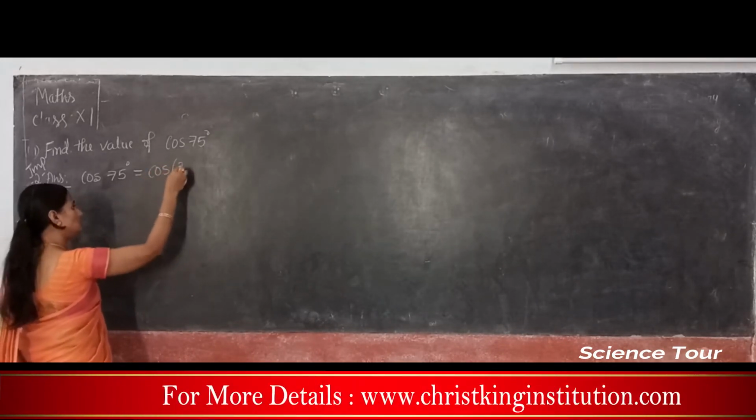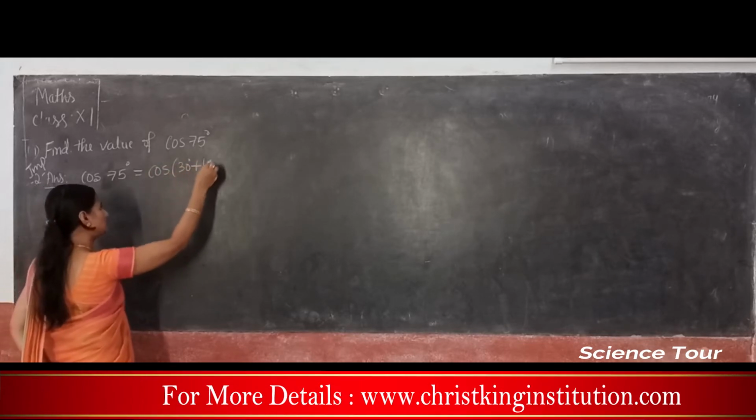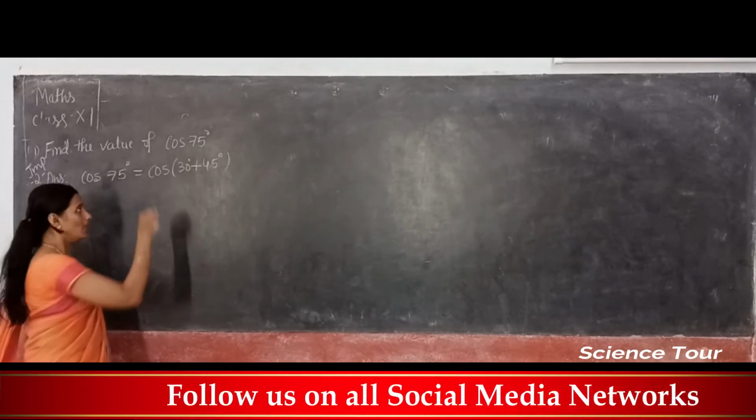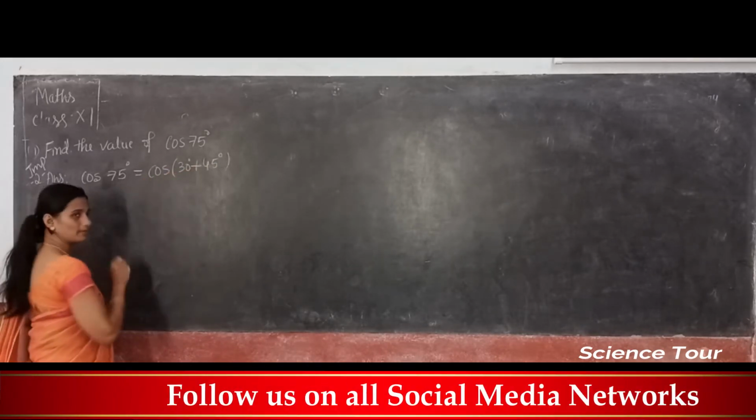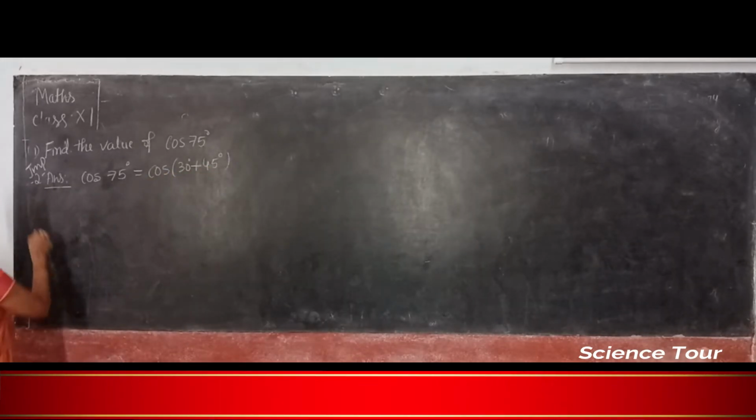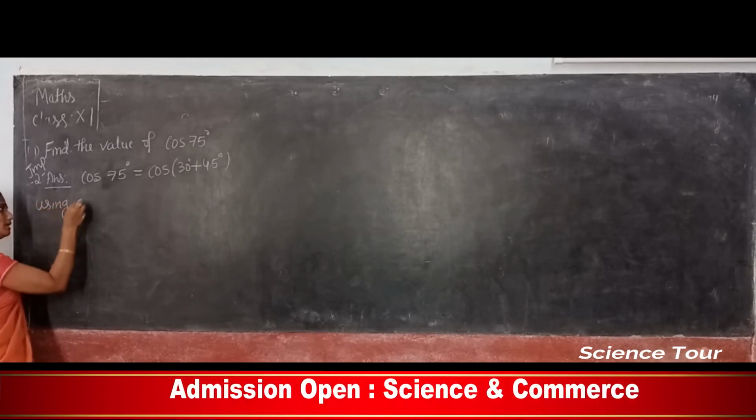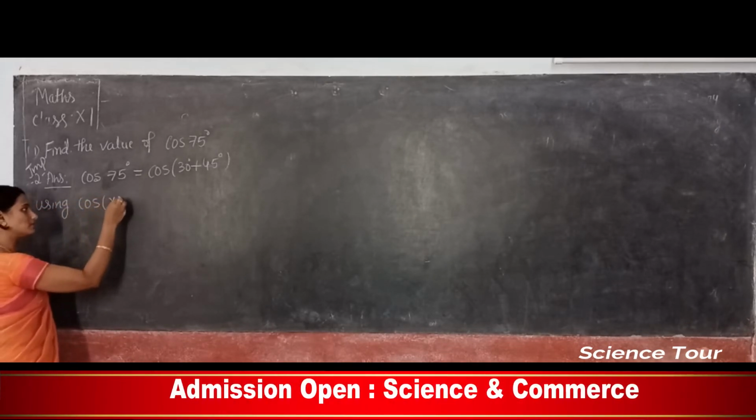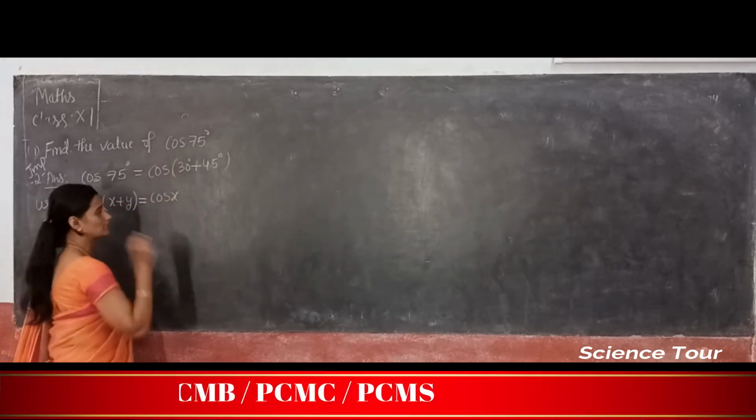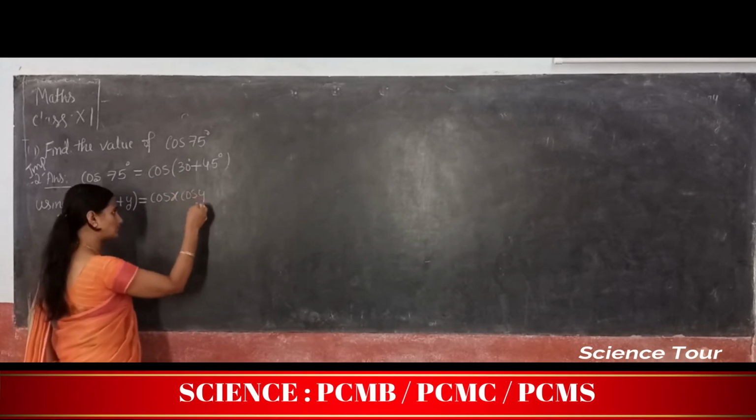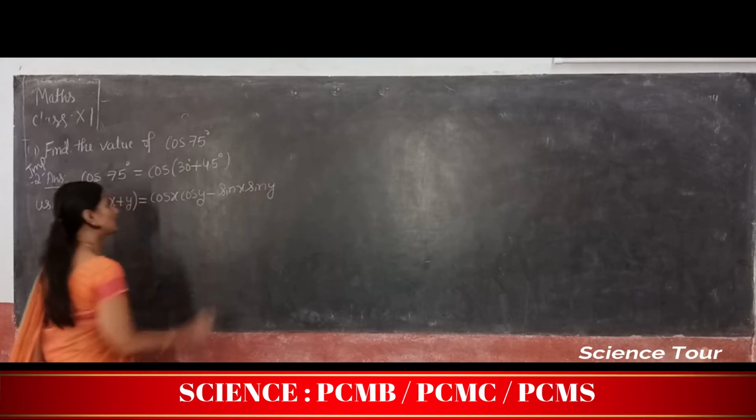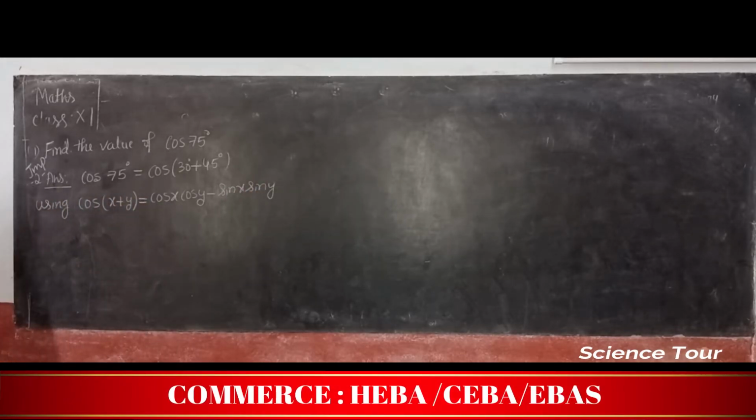So I'll write cos 30 degree plus 45 degree. Now for this one, which formula can we apply here? Cos x plus y, right? The formula for cos x plus y, out of those 46, is cos x cos y minus sin x sin y.